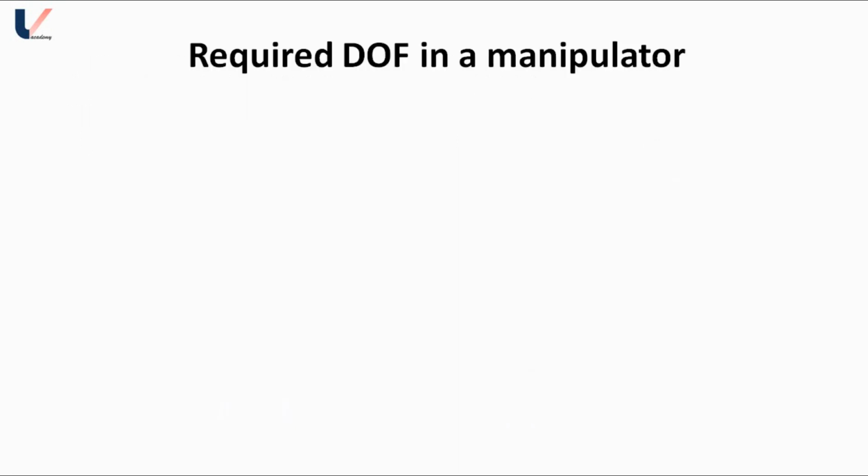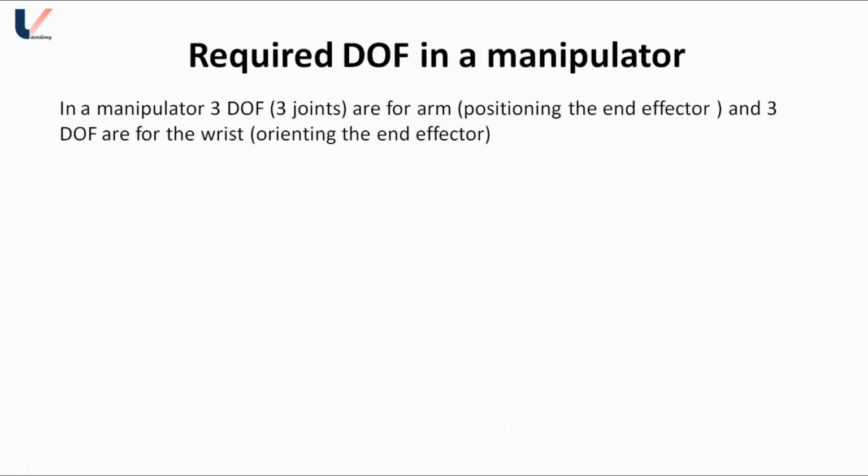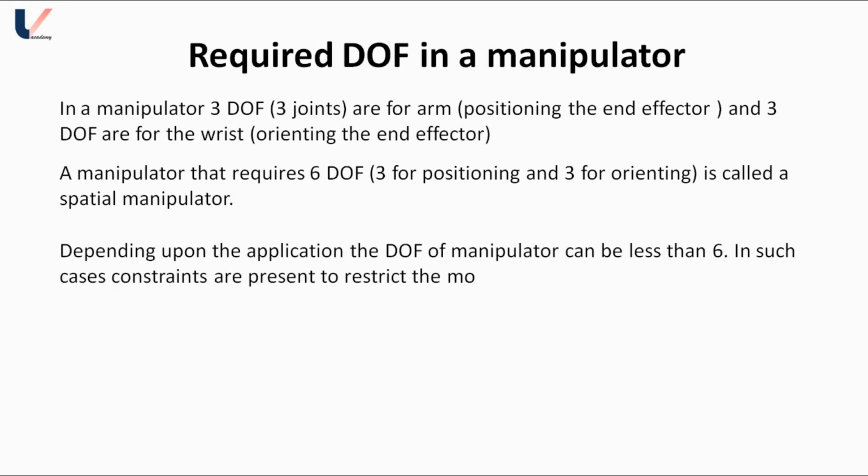In a manipulator, 3 degrees of freedom are for the arm, that is for positioning the end effector, and 3 degrees of freedom are for the wrist, that is orienting the end effector. 3 degrees of freedom are for positioning of the end effector and 3 for orienting the end effector. A manipulator that requires 6 degrees of freedom, 3 for positioning and 3 for orienting, is called a spatial manipulator. But the number of degrees of freedom can be more or less than 6, depending upon the application.